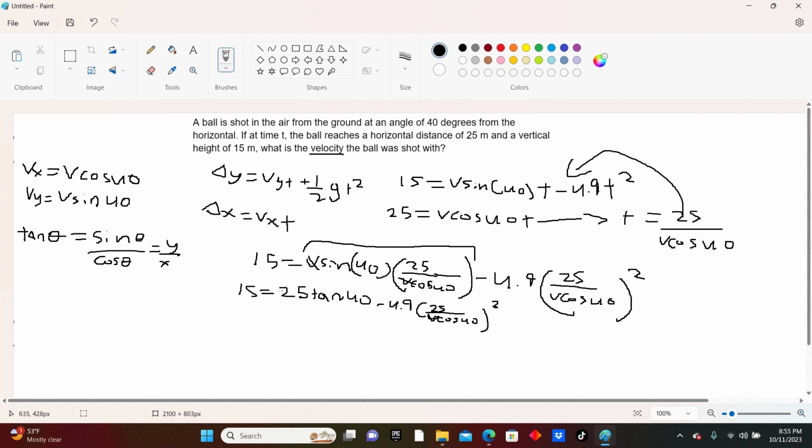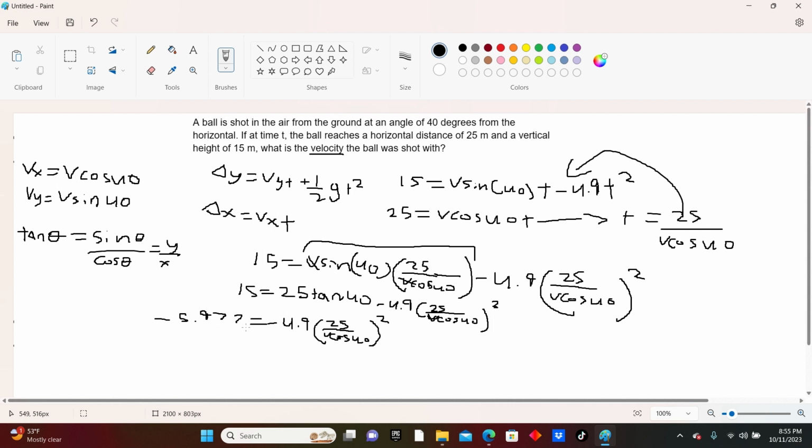And now we subtract 25 tan 40 from the left side, so 15 minus 25 tan 40 will equal negative 5.977. So negative 5.977 equals negative 4.9 times 25 over v cos 40, squared. So we divide by negative 4.9 on both sides.